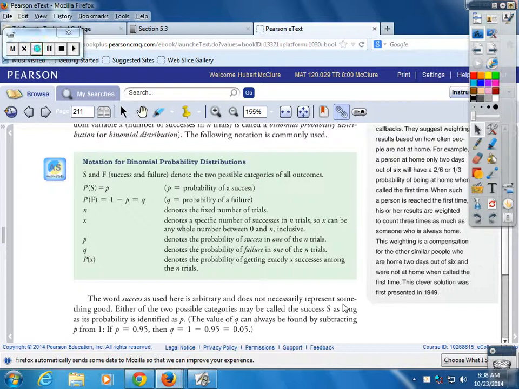And P and Q, again, the P denotes the probability of success and failure. What's the difference here and here? Well, this is the definition of this. I don't know why they feel like they have to repeat it, but it's not a big deal. X denotes a specific number of successes in the trial.